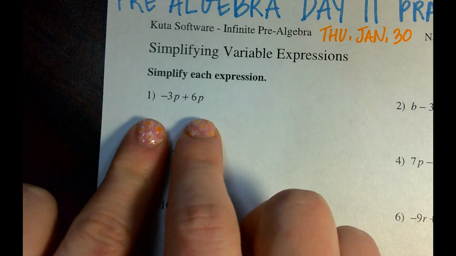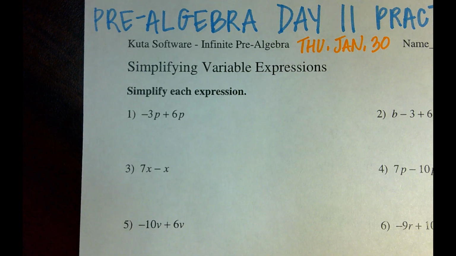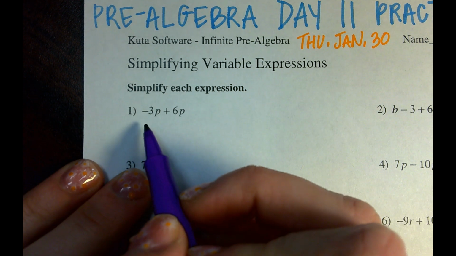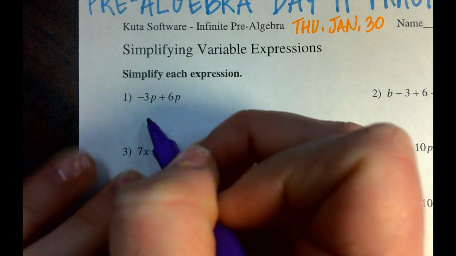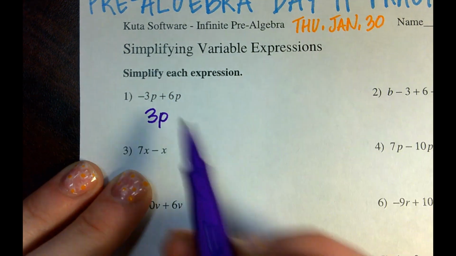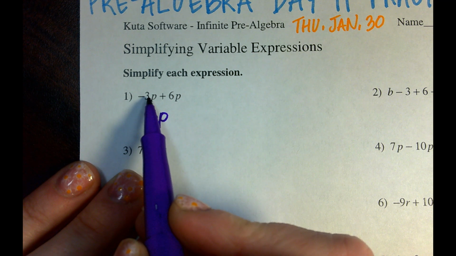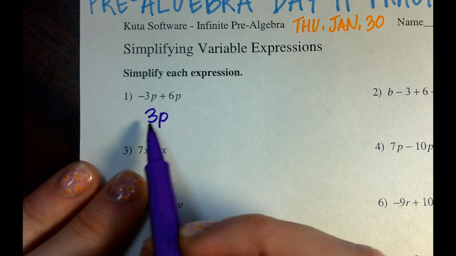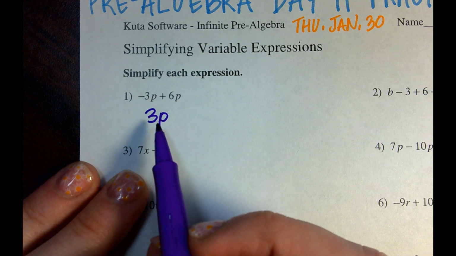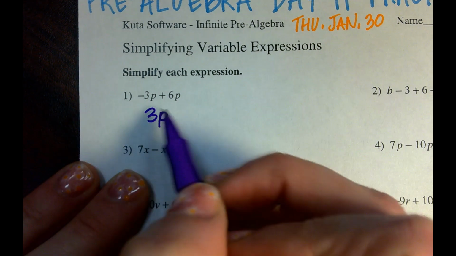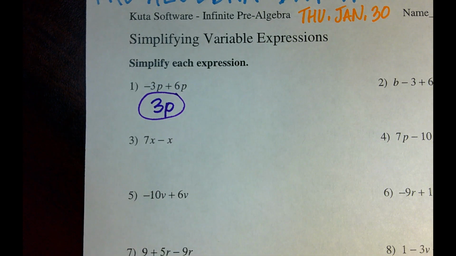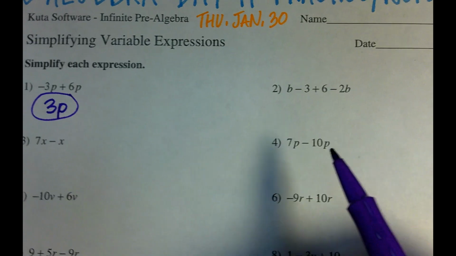Now, are these like terms? Yes, so I can do it. What's the answer? 3p. Oh, 2p? 3p. Good. Yes, I heard you wrong. My bad. 3p. Now, why is it 3p? How do we know? Because it's a negative 3. Yes. Negative 3 plus 6 is 3. And since they both have a p, we can just put that on our answer. 3p. Good. That's number 1. Let's look at number 2.